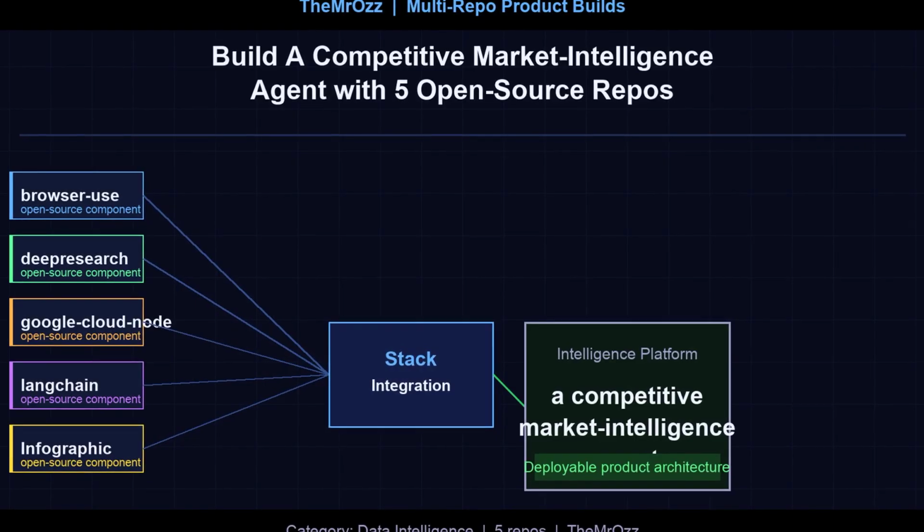Each repository plays a non-negotiable role. Browser use isn't just automation, it's the foundational layer for reliable, programmatic web interaction. Without it, the system couldn't reliably monitor live pages or handle JavaScript-heavy SPAs. Deep Research adds the rigor of multi-agent validation, ensuring alerts aren't triggered by false positives like temporary price tests.